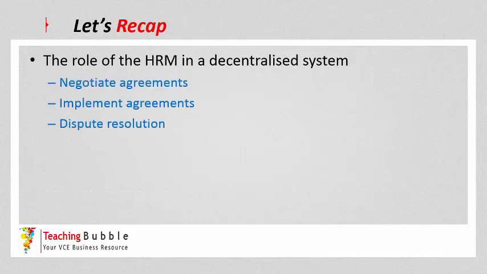Just to recap, the role of the human resource manager in a decentralised system is to negotiate agreements, implement agreements, and resolve disputes. One thing I will say: in past exams where it's asked for the role of the human resource manager in employer relations, some students have written about planning, organising, leading and controlling. In past exams, that has been accepted. If you talked about planning, organising, leading and controlling, it had to be specific to employer relations. So just keep in mind that has been accepted if you do get stuck.